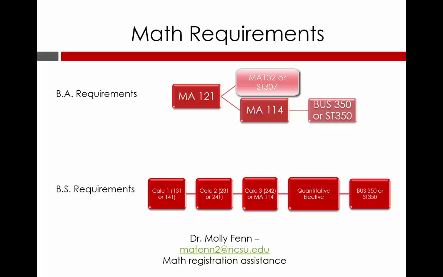Finally, you must take Econ and Business Statistics, which is Business 350 or ST 350. Previous AP Statistics credit for ST 311 will not meet this requirement.